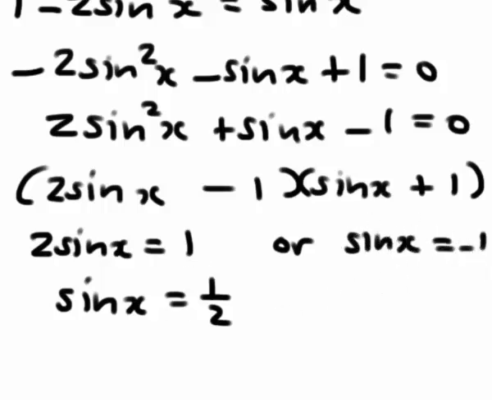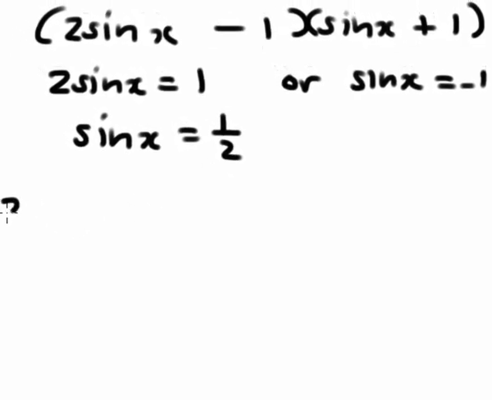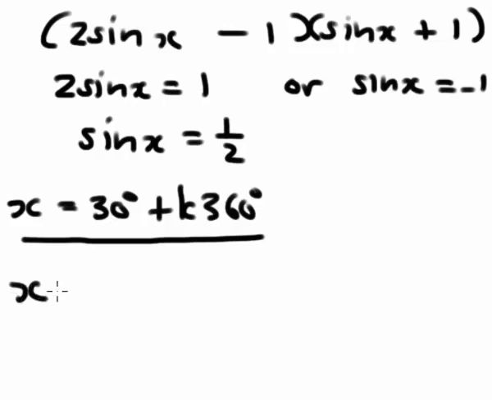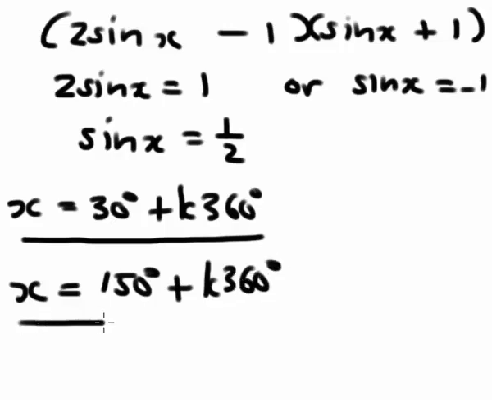We could then get our general solutions. So for this one, x would be shift sine of that, which is 30 degrees, plus k360. There's your one. Or the other one would be 180 minus shift sine, which comes to 150. Okay, as you've done before.